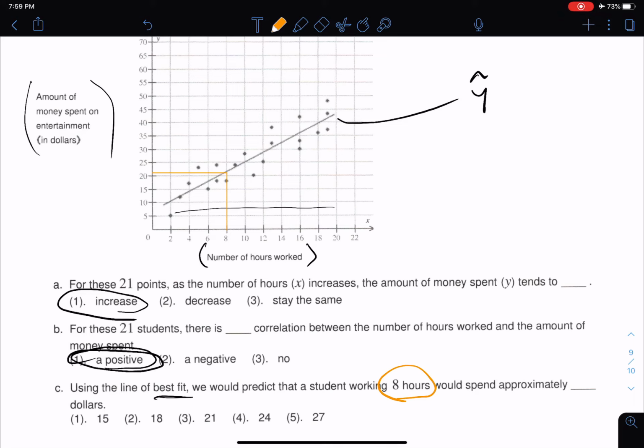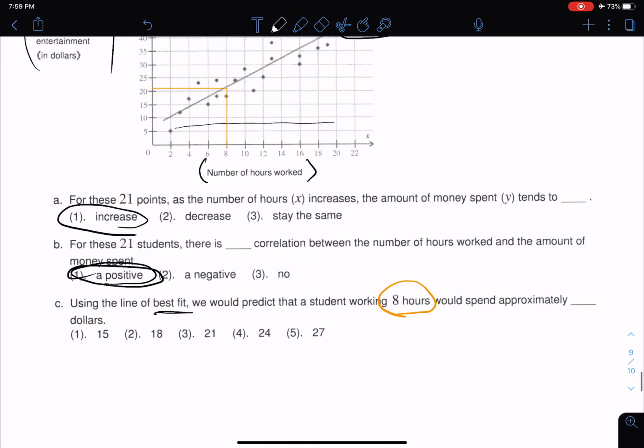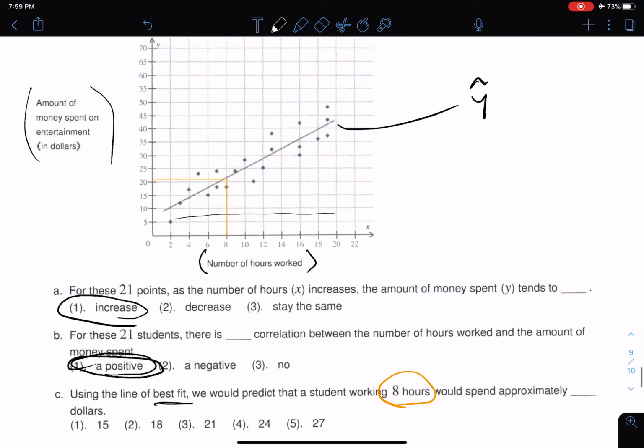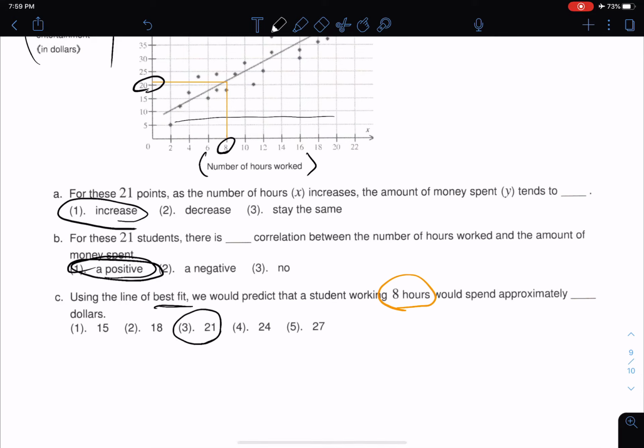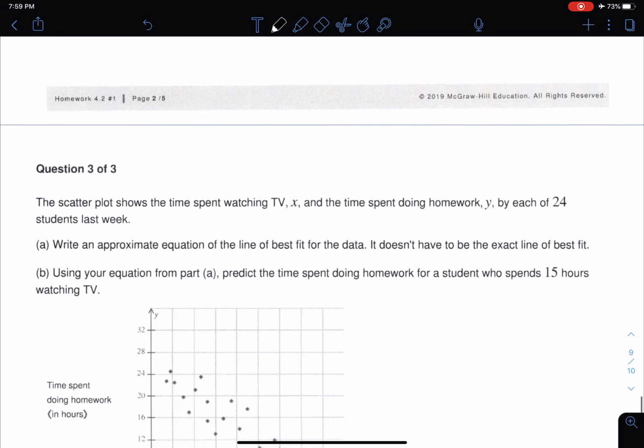And so when I do that, I can get a really good prediction. When I put in 8, my prediction line tells me to go to the left, and I get, now I didn't draw it perfectly, and it's kind of hard to see perfectly, but they give us a range of numbers. What's that closest to? I would say that looks closest. When I put in an 8, I get very close to 21. There we go. And there's the answer. Okay, use the line of best fit to predict. And that's what we did.